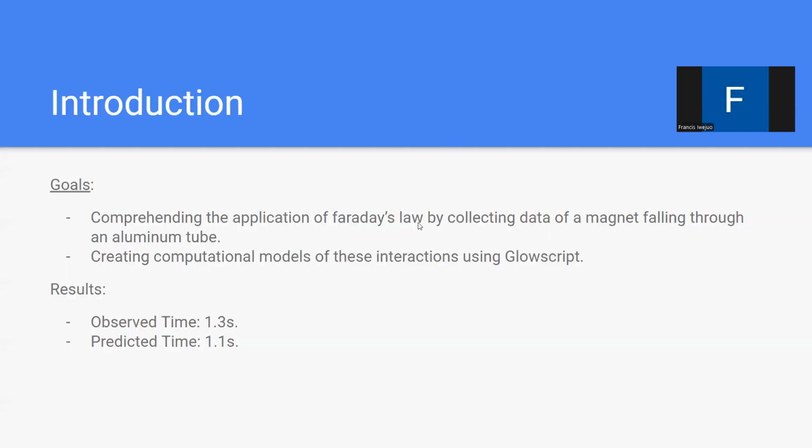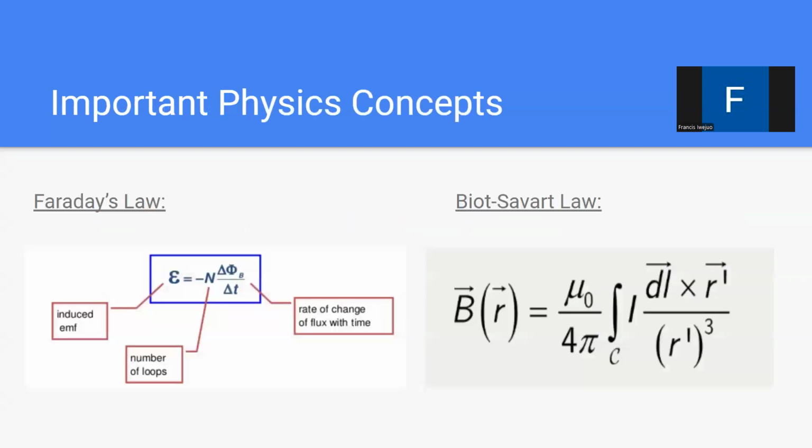The goals for this lab were comprehending the application of Faraday's law by collecting data of a magnet falling through an aluminum tube, and also creating computational models of these interactions using GlowScript. Some of the results were the observed time of about 1.3 seconds on average, and the computational model predicted a time of about 1.1 seconds on average.